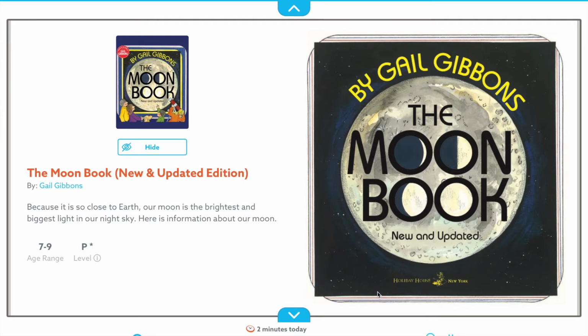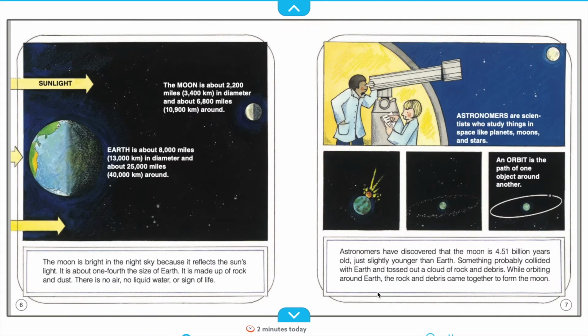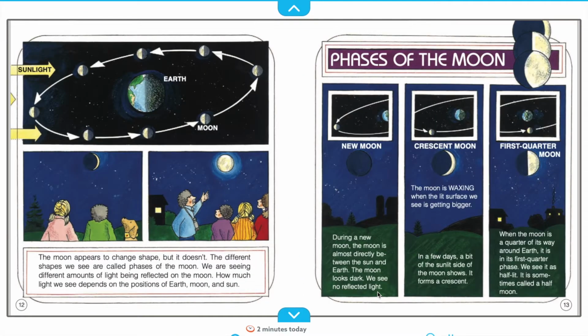Hi everyone, so I'm just taking 2 or 3 pages from this book called The Moon Book by Gail Gibbons. And this book is all about the moon, but today I want to focus on the moon phases. So we're going to start with page 12, and I'm just going to read about the different phases of the moon so we can get started on our Oreo moon activity.